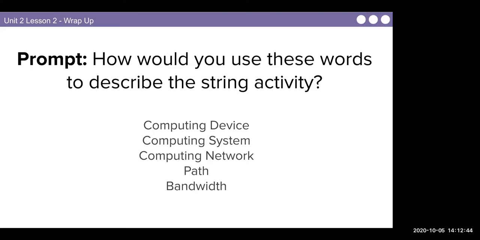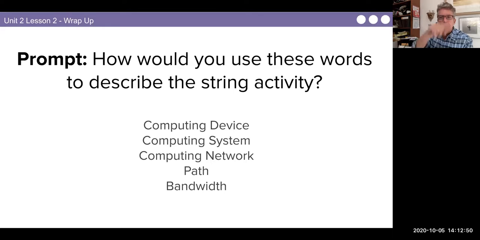Letters were the computing devices and the lines were the paths, I think. Correct. So we had 5 computing devices. We created paths with them to establish a computing network that was sending messages back and forth. It was sending and receiving data.